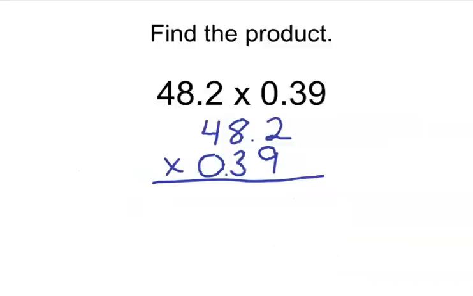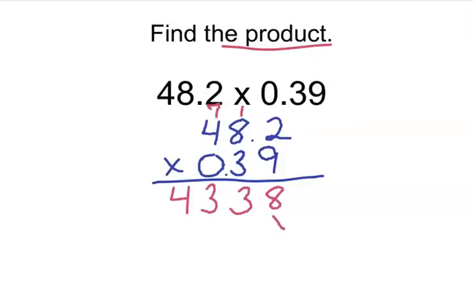Okay, now we have to find the product, which means we're doing a multiplication. All right, we don't have to line up the decimals, so it doesn't really matter. So I went ahead and rewrote it. 48.2 times 0.39. Let's go ahead and do the multiplication. 9 times 2 is 18. Carry the 1. 9 times 8 is 72. Plus 1 more, 73. 9 times 4 is 36. So 36 plus 7 is 43.